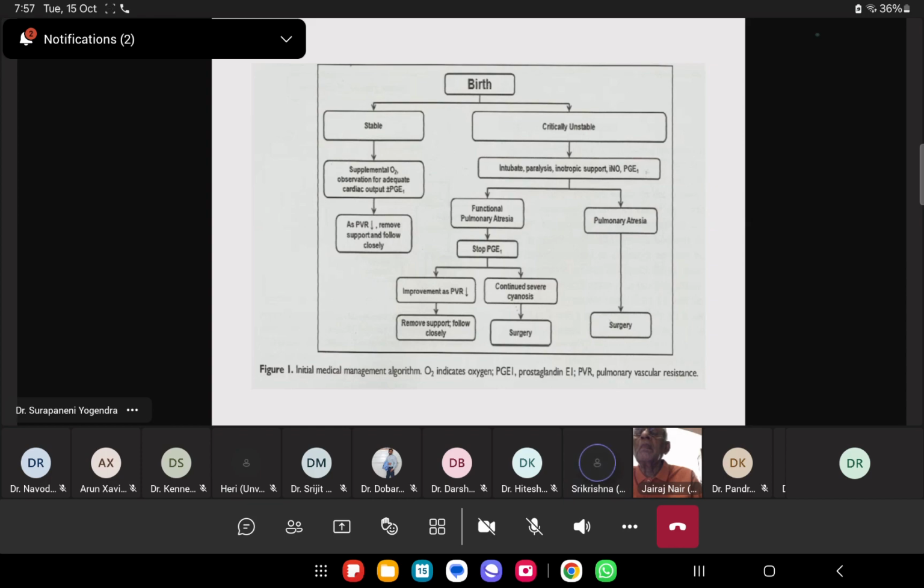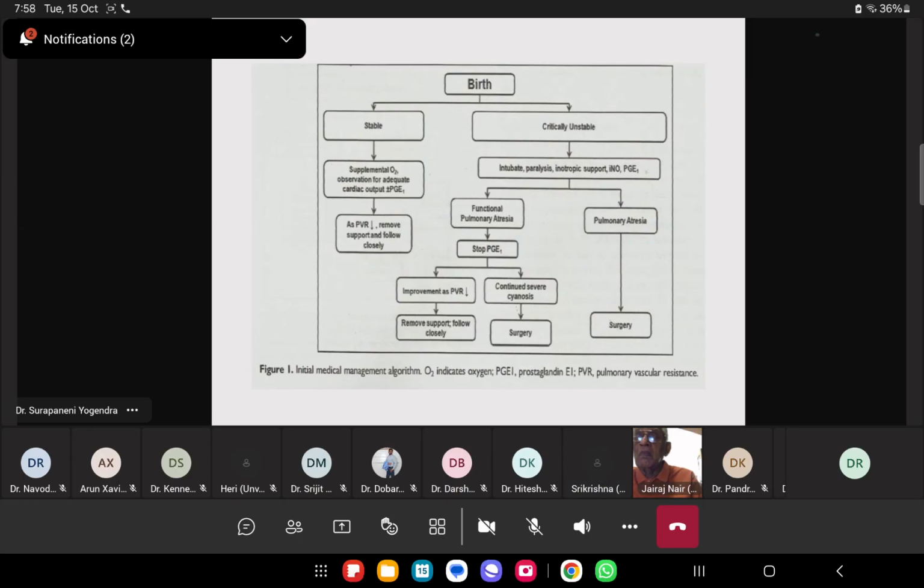At birth, patients who are stable require supplemental oxygen and observation for adequate cardiac output, plus or minus prostaglandin infusion. As pulmonary vascular resistance decreases, remove support and follow closely. In critically unstable patients, intubate, paralyze, and start inotropic support, inhaled nitric oxide and prostaglandins. If the patient has functional pulmonary atresia, stop prostaglandins, improve as pulmonary vascular resistance decreases, remove supports and follow closely.